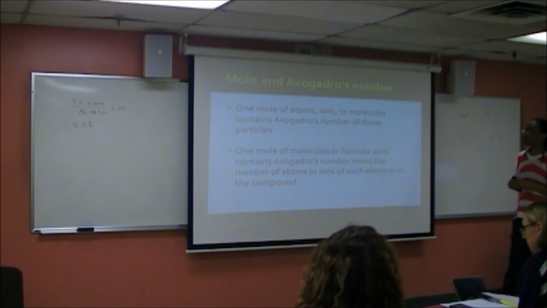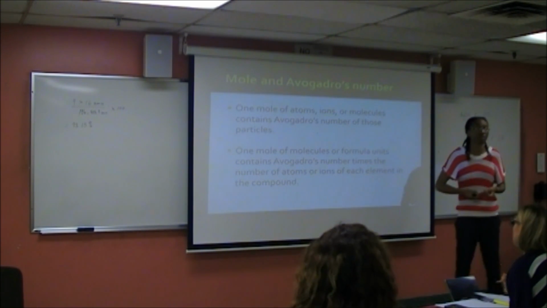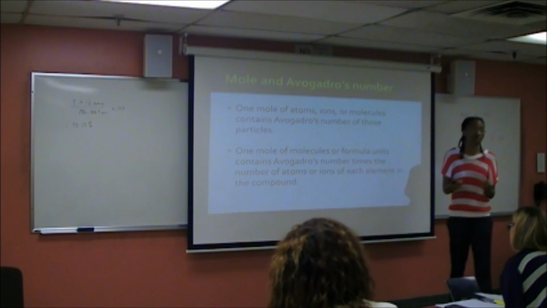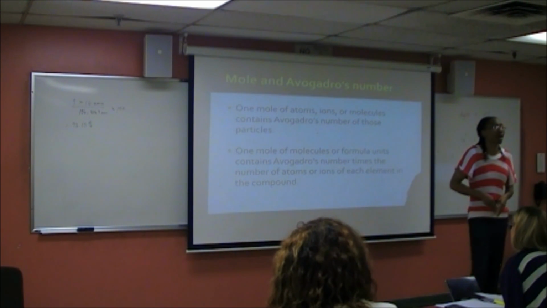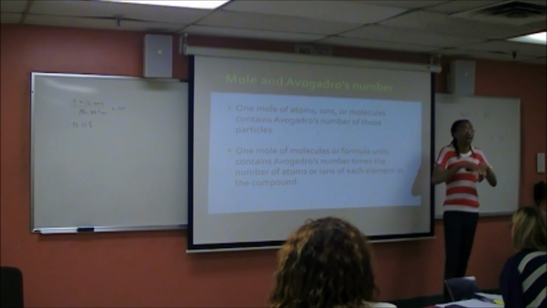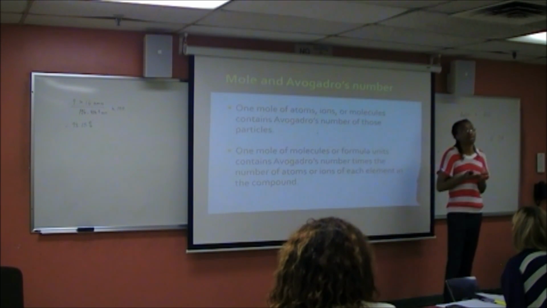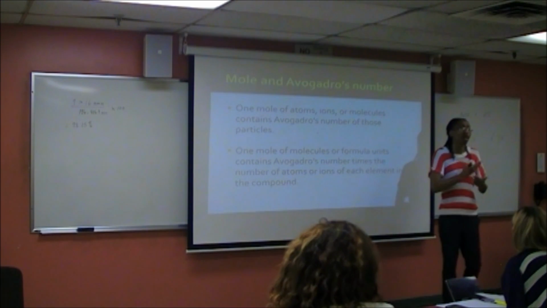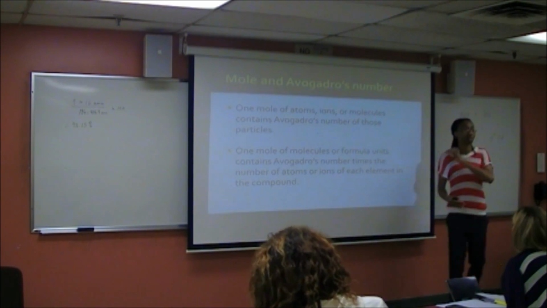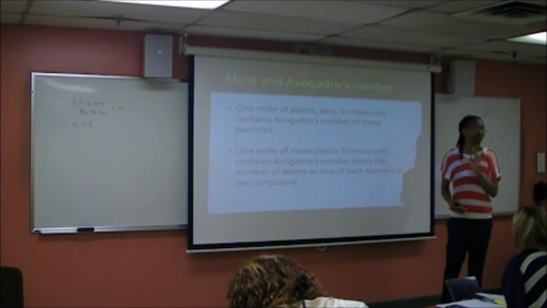So again, Avogadro's number is considered formula units. What are formula units? Formula units are these small things that we have to deal with. These are our atoms, our molecules, our ions. Anytime you see formula units, you must think Avogadro's number. You must think moles. Okay?